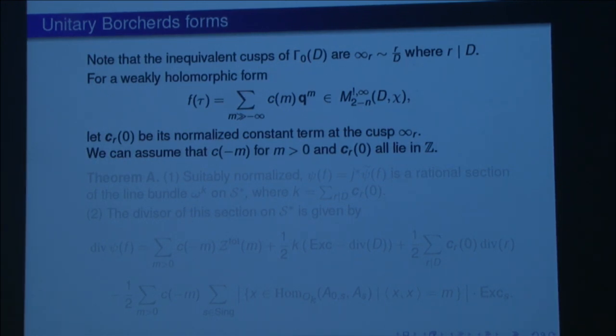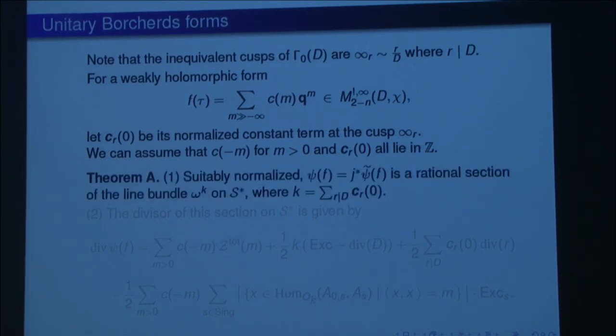Right now, the inequivalent cusps are indexed by divisors of D, of gamma 0 D. And so if I have a weakly holomorphic form, it has its normalized constant term at all the different cusps. Those numbers play a role in the answer. That's why I need to introduce them. We also have, of course, the Fourier coefficients for negative m and the constant term at 0, these constant terms. So we're going to assume these all lie in Z. That's without any loss of generality, it turns out.